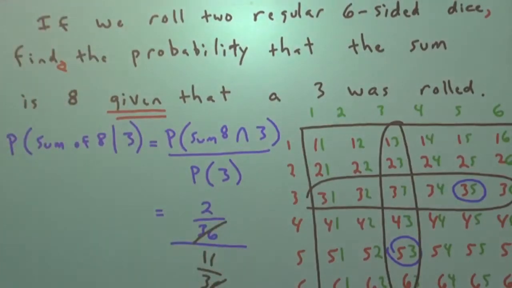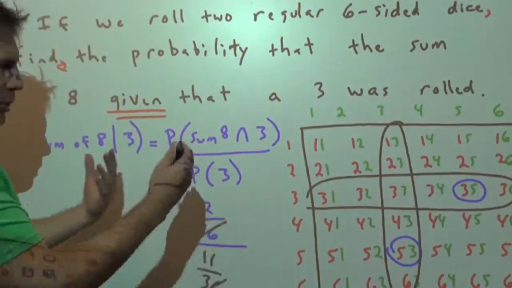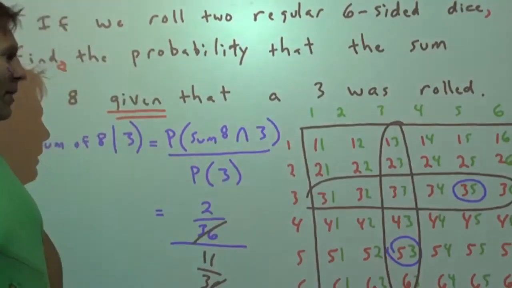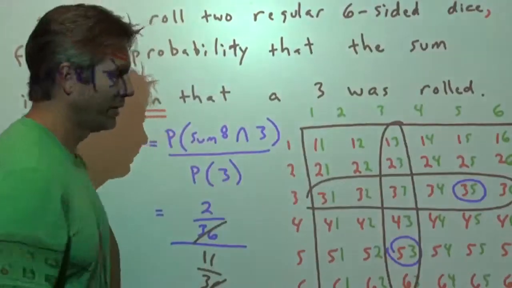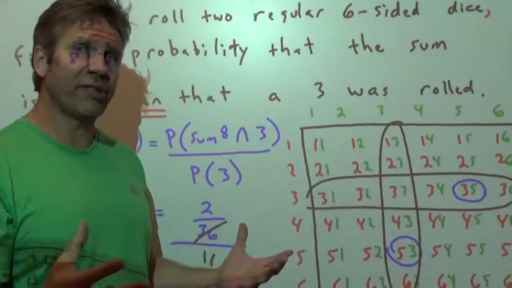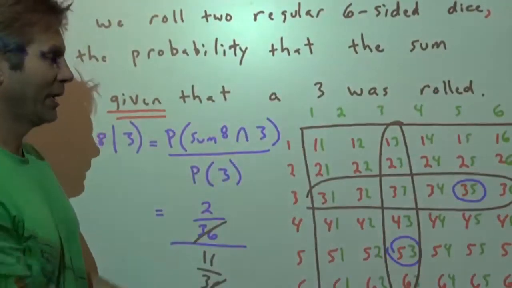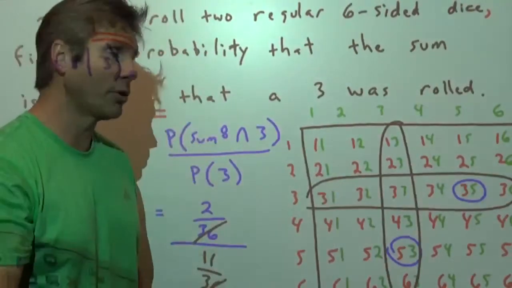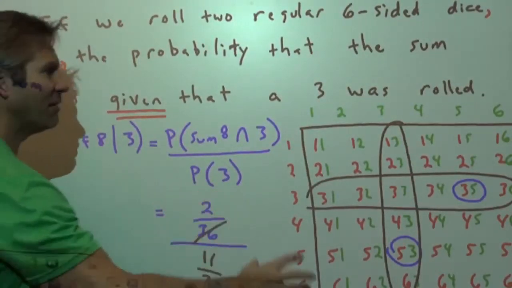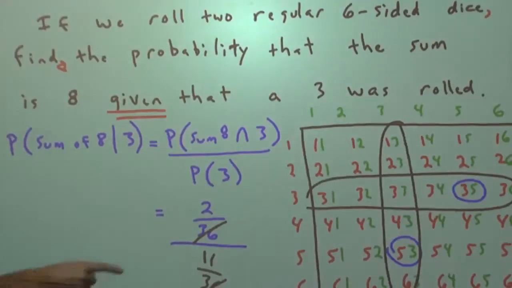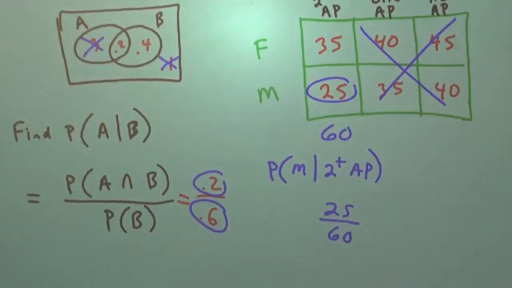Now, the simplest thing to do if we do have the lattice diagram, which we probably need, we're going through this anyway, is just to say, okay, let's shrink the sample space. If it was given that a 3 was rolled, then the sample space goes from 36 things down to just those 11 things that involve a 3 being rolled. And out of those 11 things, there's only 2 in which you get a sum of 8. So it's always easier to shrink the sample space if you can see the whole sample space to begin with, either by a lattice diagram or by a two-way table or by a Venn diagram.